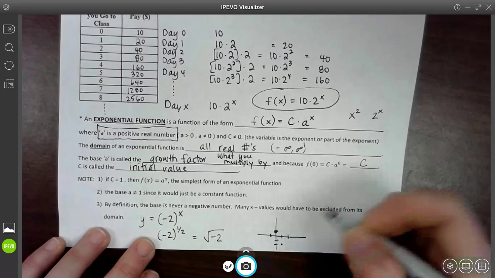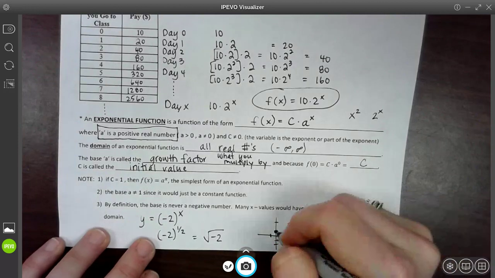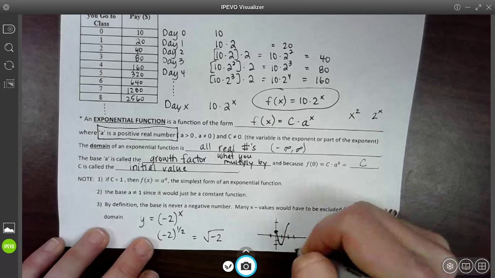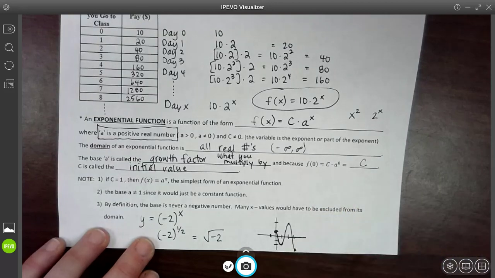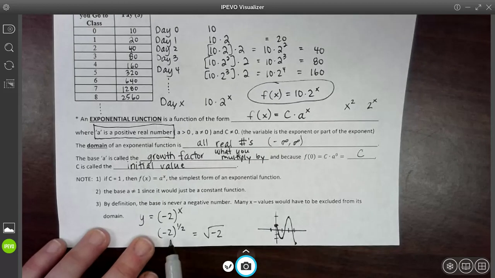If I plug a 2 in, negative 2 squared is 4 comes out. Guys, do you see this? It's going down and then up. And then I plug in negative 3 and negative 8 would come out. Now it's going down. It's not showing this constant growth. It's showing growth, decay, growth, decay. So it's another reason why you wouldn't want the base to be negative.